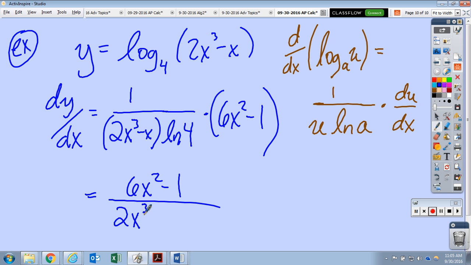Okay, 1 over u ln a, times the inner, 1 over all that. It's just math. So I'm thinking maybe a worksheet on this would be good for Monday. Honestly, just like doing it over.